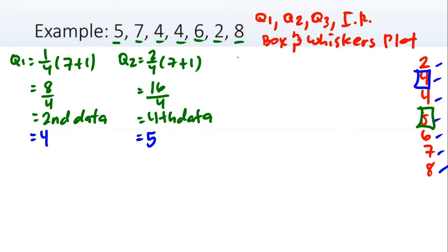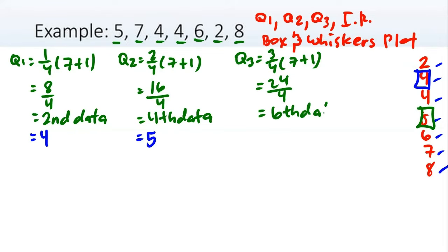And last, for the quartiles, Q3 is equal to 3 over 4 times 7 plus 1. We have 7 plus 1 is 8. 8 times 3 is 24 over 4. So 24 over 4 is 6. Yung pang 6 na data yung ating Q3. So nasan dyan yung pang 6? So itong 7 natin. So ito yung 7 Q3 natin.